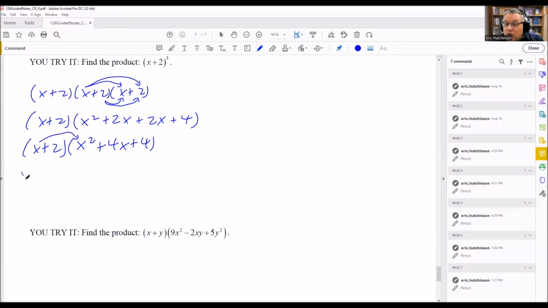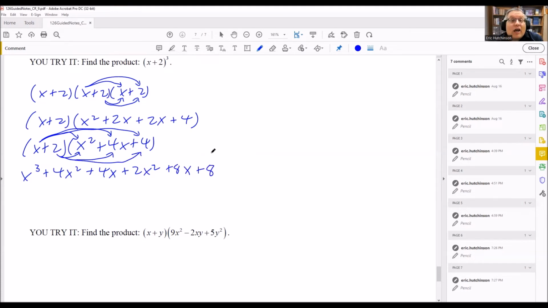Start off with this. X times x squared will be x cubed again because you're adding the exponents. Then we're going to take x times 4x. That's 4x squared. And then x times the 4 plus 4x. Now we're going to do the inside. So we're going to take 2 times x squared, which is plus 2x squared. And then you're going to do 2 times the next one. 2 times 4x is 8x. And then 2 times the 4 is just plus 8.